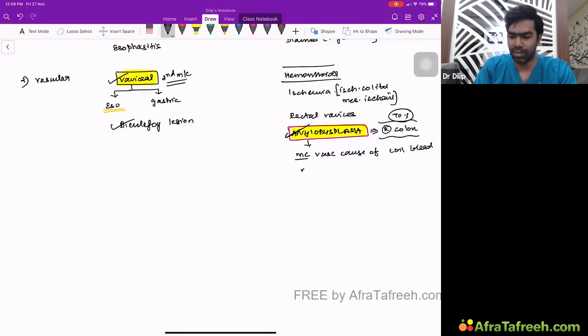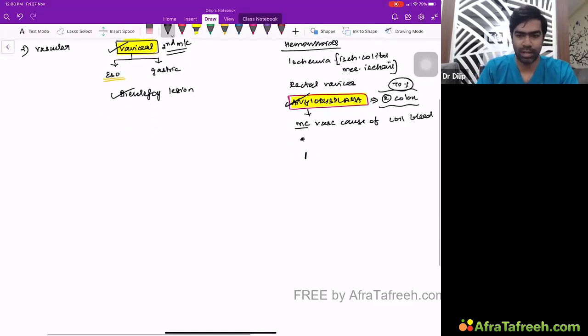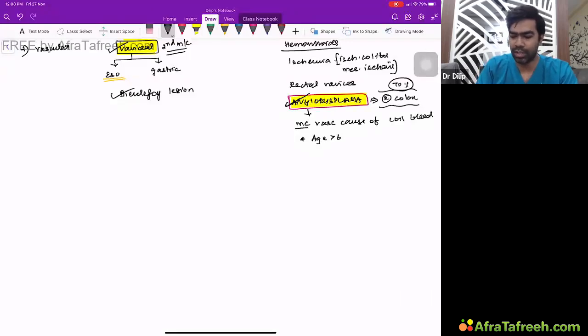What are the clues towards colonic angiodysplasia? There are quite a few things that they will be asking in exams. One is, it's common in extremes of age, in old age especially. Second is patients who are suffering from end-stage renal disease. Third is patients who are suffering from von Willebrand disease. And fourth is patients who are suffering from aortic stenosis. So these are the 4 things.